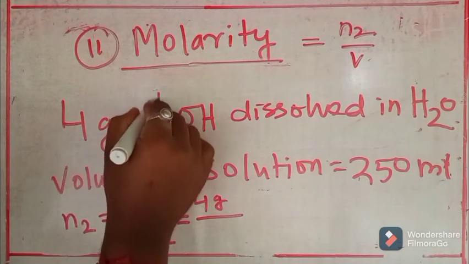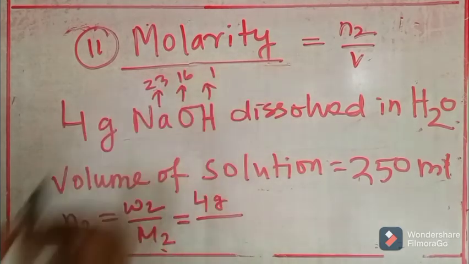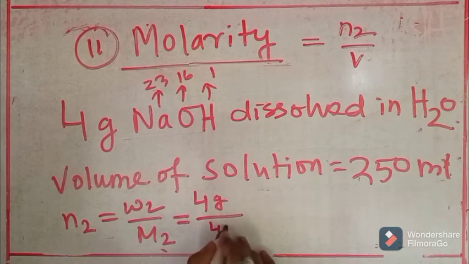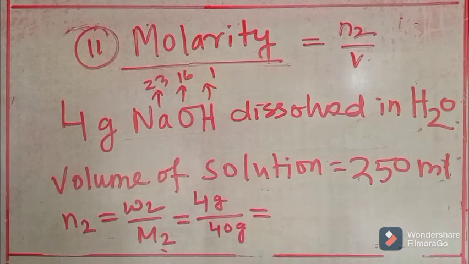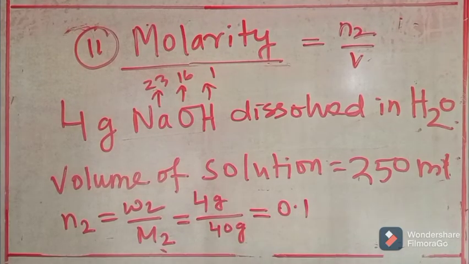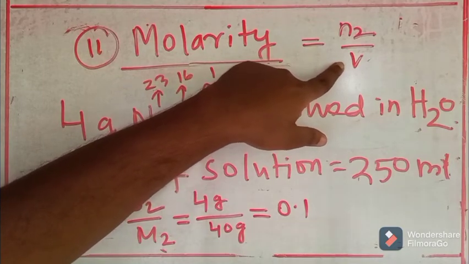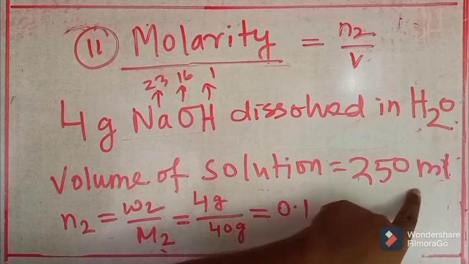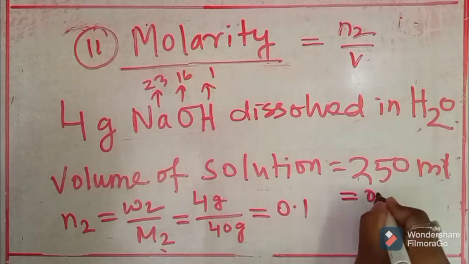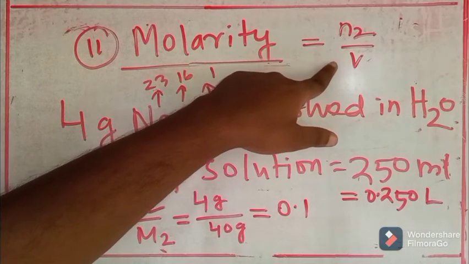Sodium is 23, oxygen 16, hydrogen 1, so the molar mass will be 23 plus 16 plus 1, that is 40. So its mole will be 1 by 10 or 0.1. This is the value of N2. Now the volume has to be in liter. It is 250 milliliter, so we convert it into liter: 0.250 liter.